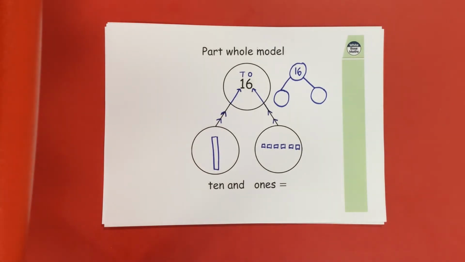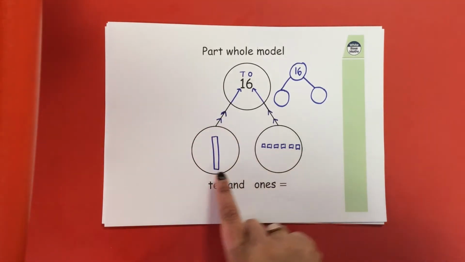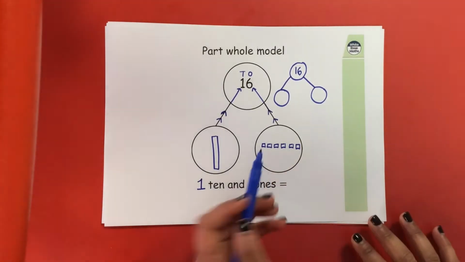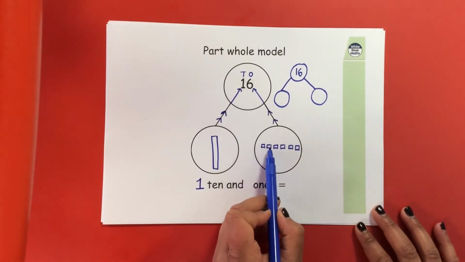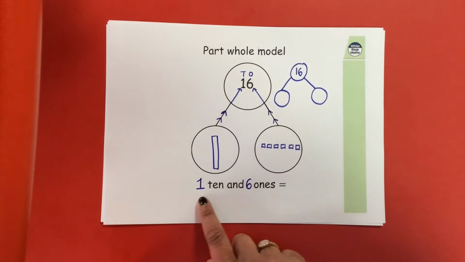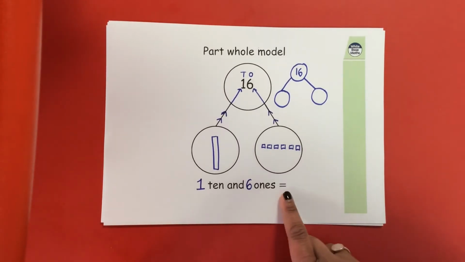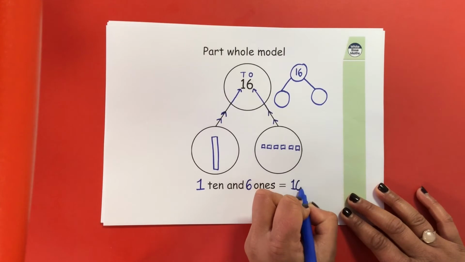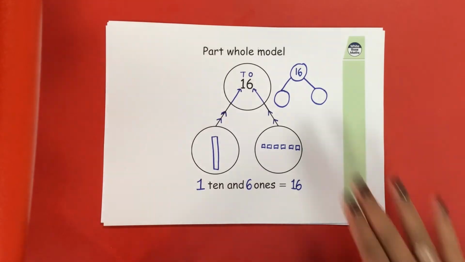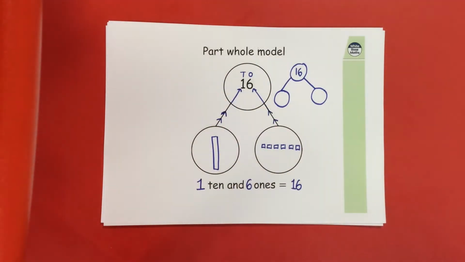Now we're ready to fill out how many tens and ones there are. So how many tens? We can see 1 ten. How many ones? Let's just count, just double check. 1, 2, 3, 4, 5, 6. 6 ones. 1 ten and 6 ones equals 16. And that was our total to start with. If you found it a little bit confusing, what you can do is go back to the start to watch me explain that again.